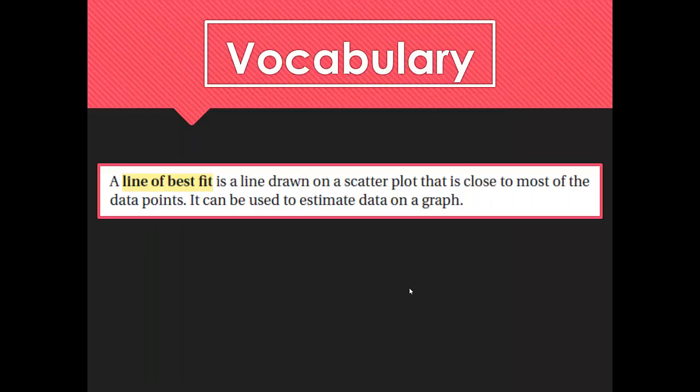Now we're going to look at our vocabulary. A line of best fit is a line drawn on a scatter plot that is close to most of the data points. It can be used to estimate data on a graph.